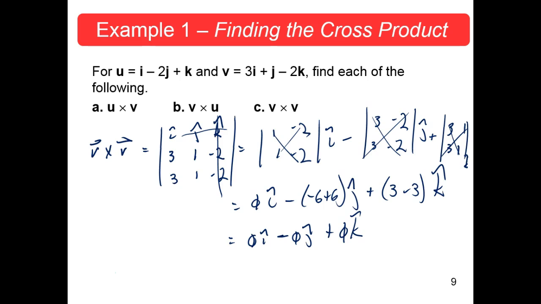Okay? So a cross of any vector that is collinear with any other vector, whichever direction it's going, is going to produce a 0 vector. There is no orthogonal vector that will do that. So, interesting.